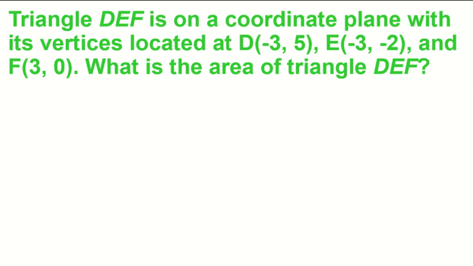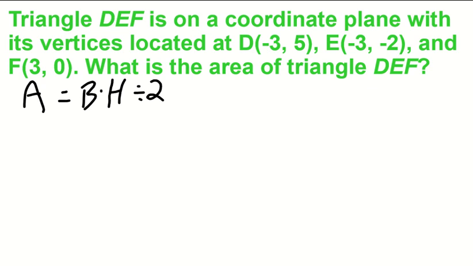All right, this one, some of y'all had a hard time with yesterday. So we got triangle DEF on the coordinate plane. Its vertices are located at those points. We need the area of the triangle. So first thing, area of a triangle. That is our base times height divided by 2, or 1/2 base times height, all the same. Base and height have to make 90-degree angles. Okay? The base and the height make a 90-degree angle.